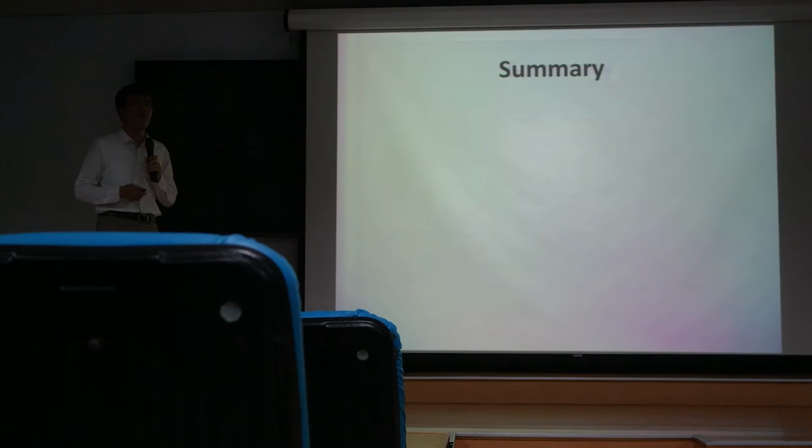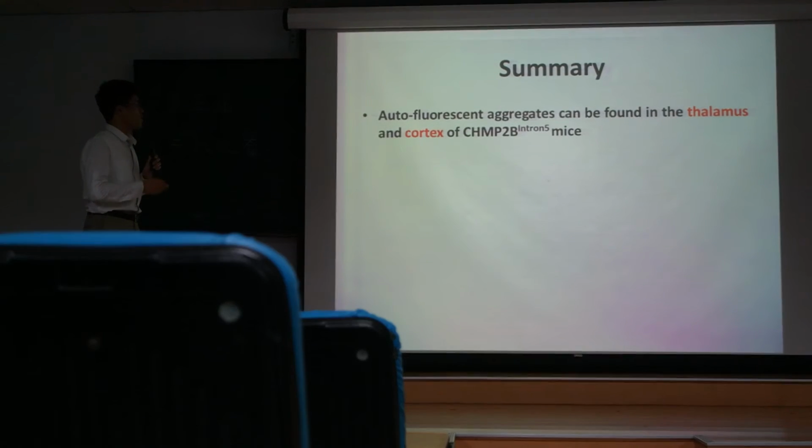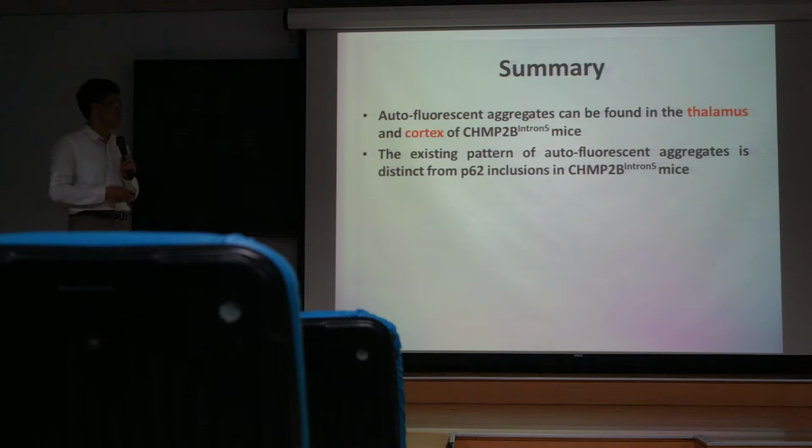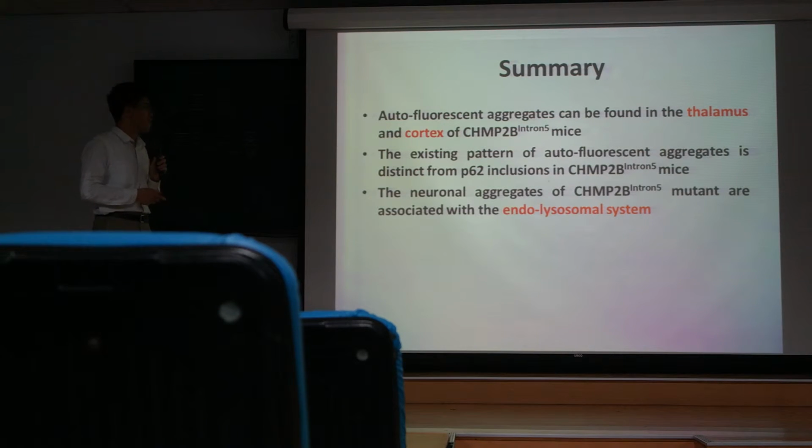And lastly, I would like to sum up my paper. The author utilized the CAMK2B truncated mutant mice and found lots of autofluorescent aggregates in both the thalamus and the cortex. Their existing patterns are quite different from the P62 inclusion in the CAMK2B truncated mutant mice, which shows that there are two different kinds of proteins. And the third one is that the autofluorescent aggregates might impair the endolysosomal system, and are highly associated with the endolysosomal system.